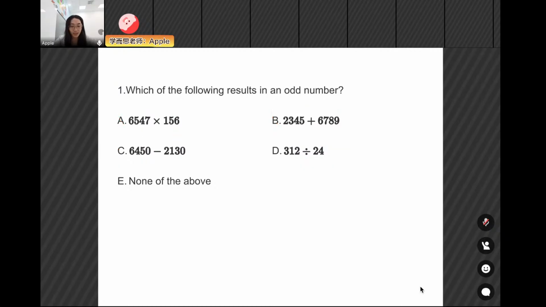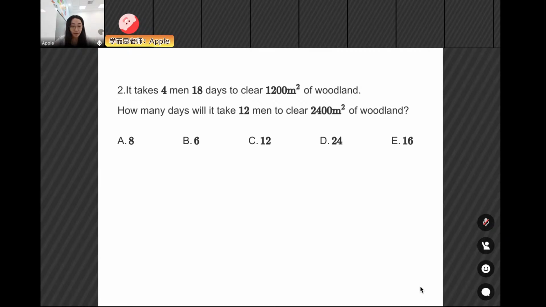Following this, for the second one, it takes 4 men 18 days to clear 1,200 meters square of woodland. How many days will it take 12 men to clear 2,400 meters square of woodland? This question is about the rate. For students, if you join the TASMO or you are preparing for GP, such topics should be very easy for you, right? So let's have a look.